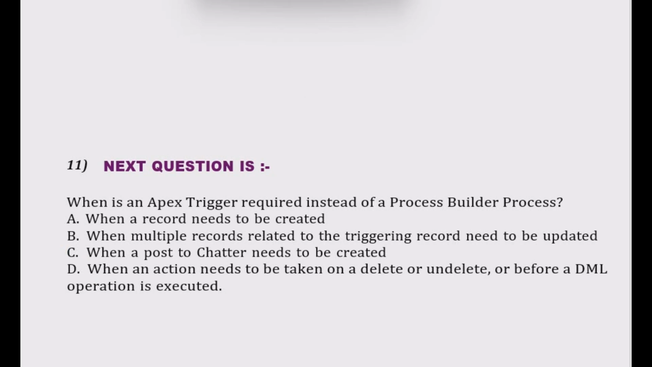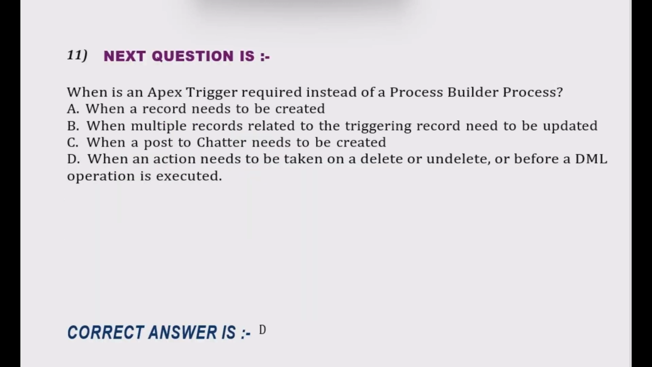Question is, when is an Apex trigger required instead of a Process Builder process? Option A, when a record needs to be created. Option B, when multiple records related to the triggering record need to be updated. Option C, when a post to Chatter needs to be created. Option D, when an action needs to be taken on a delete or undelete or before a DML operation is executed. Correct answer is option D.